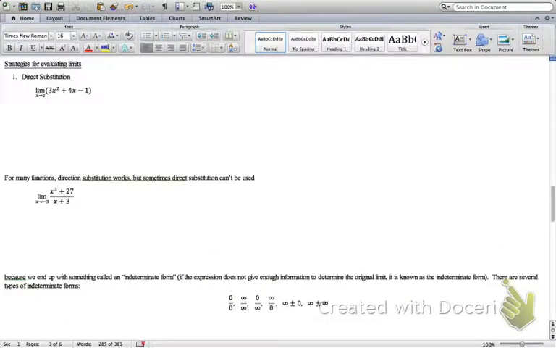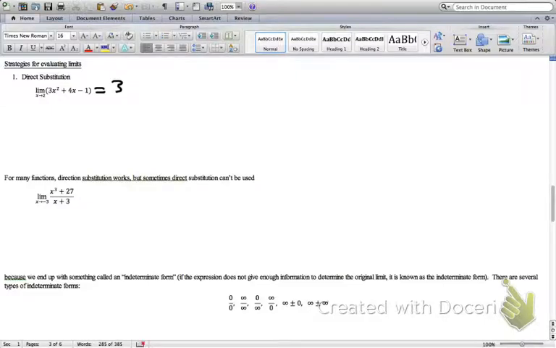Now we're going to look at a couple of different strategies for evaluating limits. So our first strategy, the first one that we'll always try first, is called direct substitution. And with direct substitution, exactly what the name says, all we're going to do is directly substitute our value in for our x. So we want to look at our first one, the limit of 3x squared plus 4x minus 1 as x approaches 2.